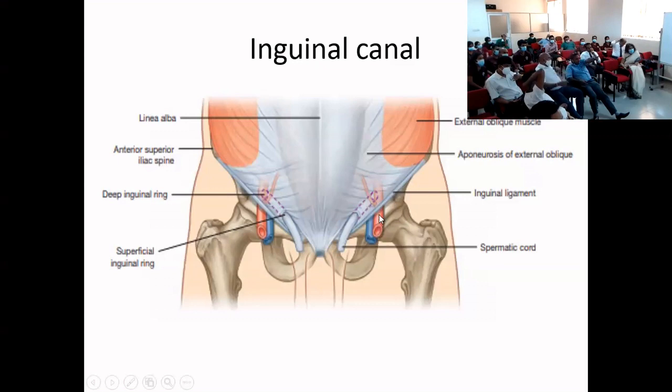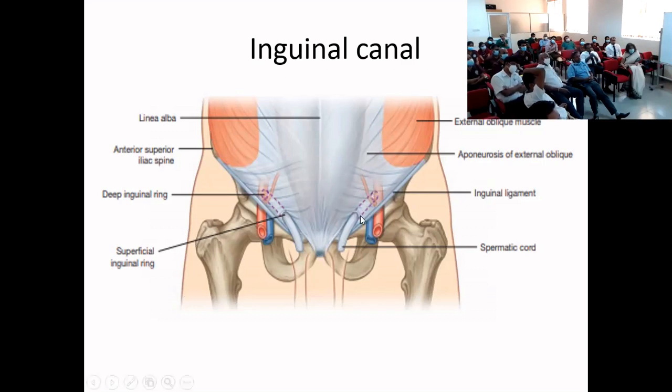So you see the femoral artery here, right? Above that is the external iliac artery, so it gives the inferior epigastric vessels. Lateral to the inferior epigastric vessels, you get the deep ring, and here you get the superficial ring. So between that, in the anterior abdominal wall, you get the inguinal canal.